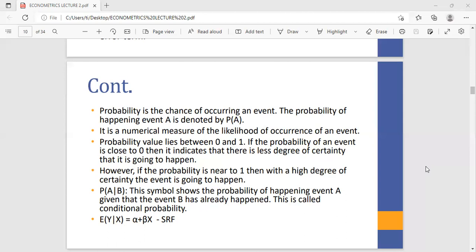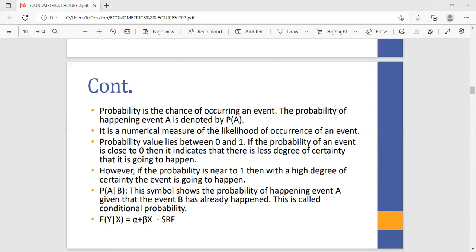And this particular symbol is called the probability of happening of event A given the occurrence of B. So this symbol shows the probability of happening of event A given that the event B has already happened. This is called conditional probability.